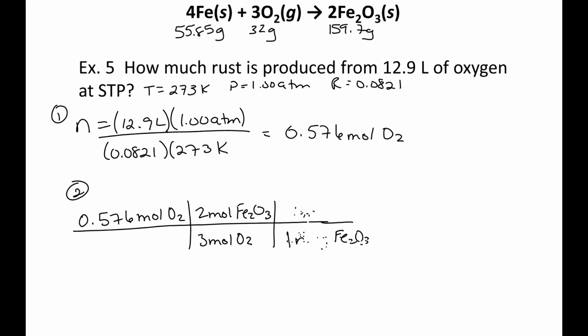Okay, this is 1 mole. Because your moles got to cancel. And this is 159.7 grams of Fe2O3. When all is said and done on that one, you get 61.3 grams of Fe2O3.